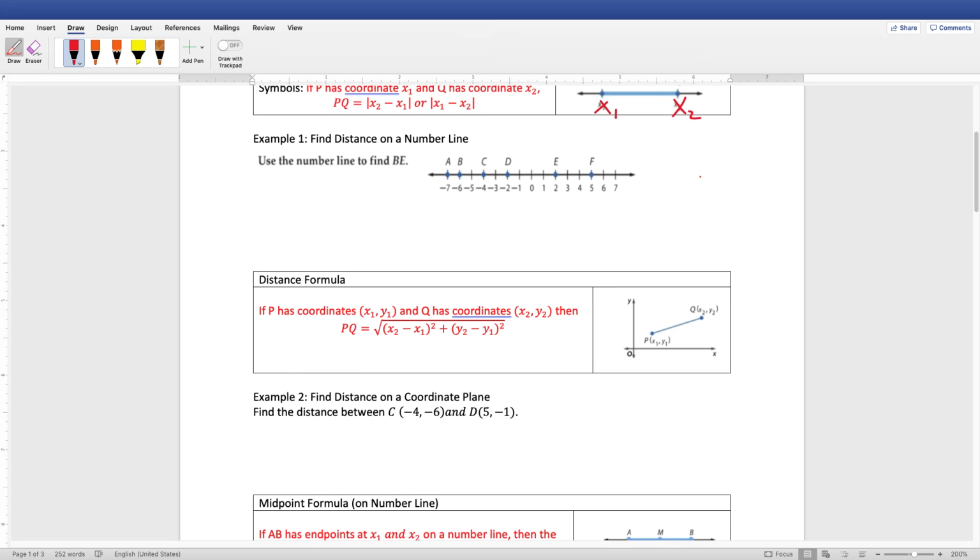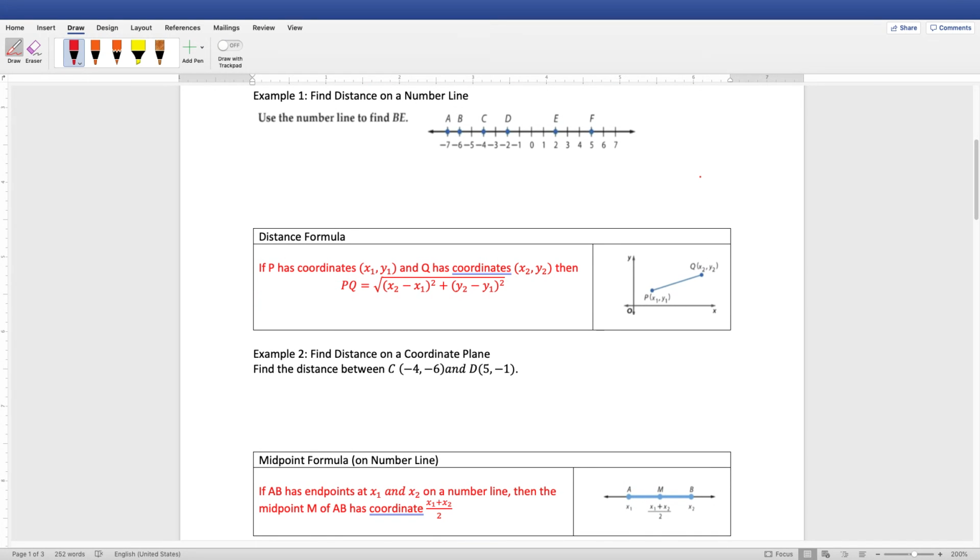By taking a look at our first example, we're going to use the number line to find the distance from B to E. Again, our equation is going to be BE is equal to the absolute value of x2 minus x1. The first thing we need to do is assign values. x2 I'm going to allow to be 2, and x1 I'm going to allow to be negative 6. Now I just substitute into my equation. So I have the absolute value of 2 minus a negative 6.